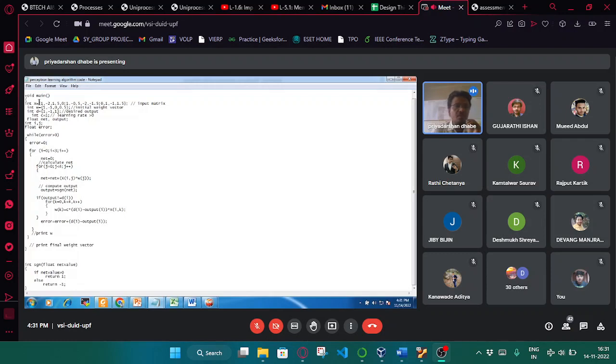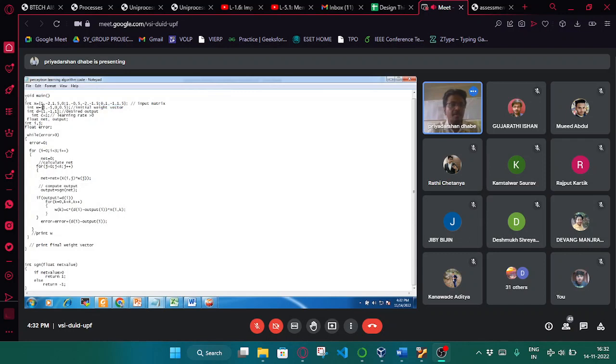Instead of using three input patterns x1, x2, and x3, I am writing this in the format of a matrix. This is the first row x1, this is the second row x2, and this is the third row x3. So I have formed a matrix there, where the first row is x1, the second row is x2, and the third row is x3.